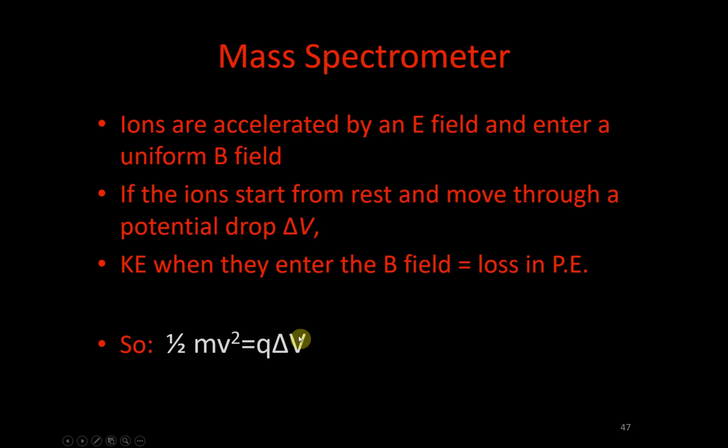V here, this is potential difference. This is a voltage, not a velocity. This is the velocity in the kinetic energy term. So two V's here meaning different things. That's why I put delta V here to say it was a potential difference. So this is velocity, this is voltage.